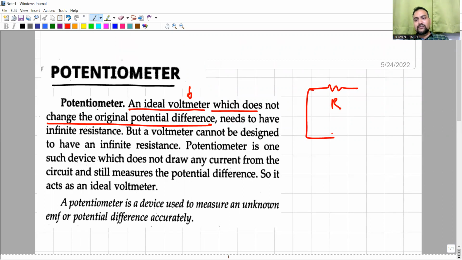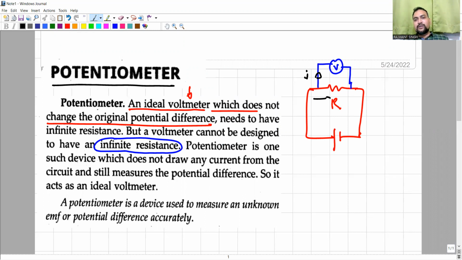If there is a resistance which is connected across the cell, then you connect a voltmeter in parallel. Remember, voltmeter is always connected in parallel, and the ideal voltmeter must have infinite resistance, isn't it? The purpose of the infinite resistance was that you don't want any current to flow through the voltmeter itself.